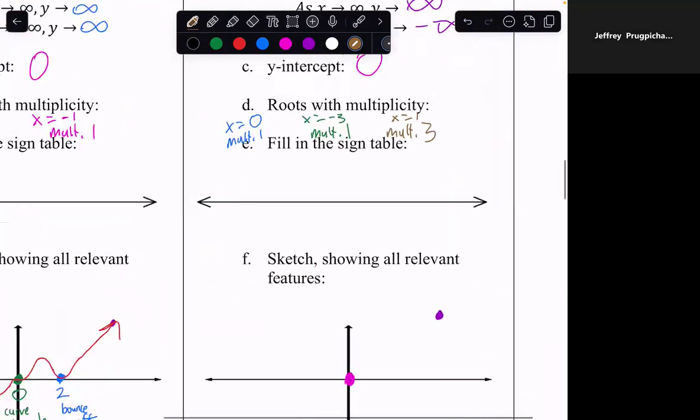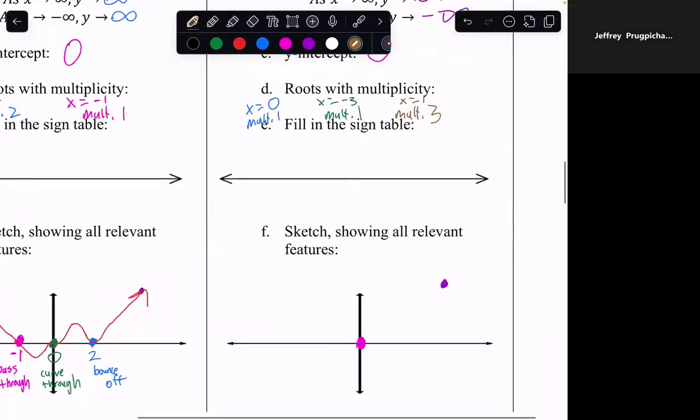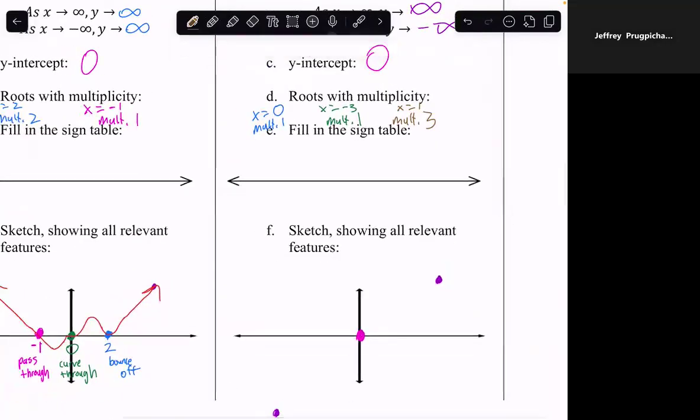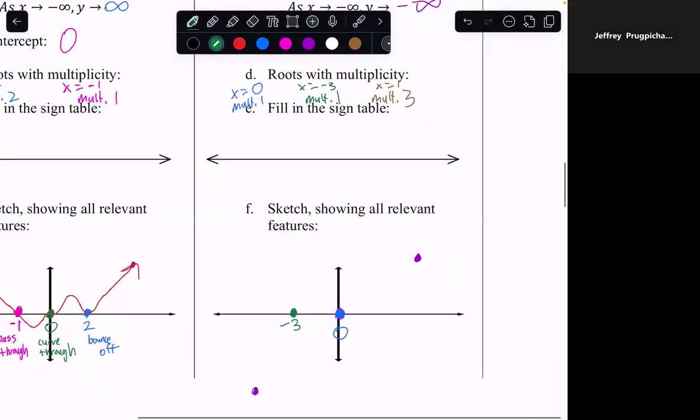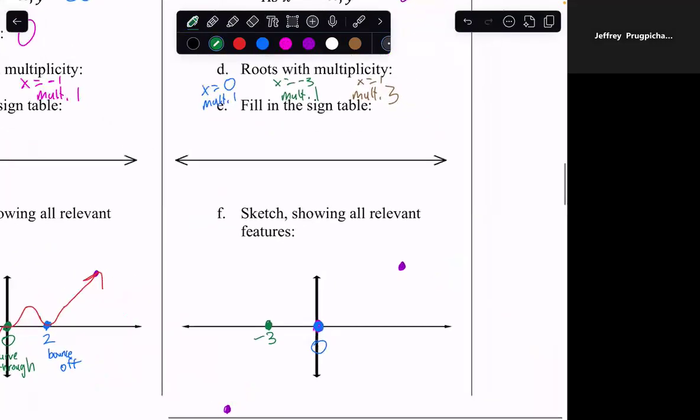Okay, again, we're going to skip letter E for this whole packet. So let's go ahead and mark those 3 roots on our graph. Okay, so x equals 0, multiplicity 1, that overlaps with the y-intercept. And then we also have an x-intercept or a root at x equals -3. That one will also have multiplicity 1. And then x equals 1 has multiplicity 3.